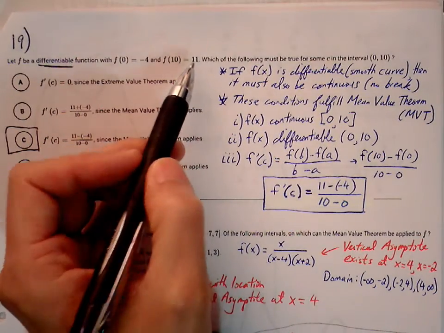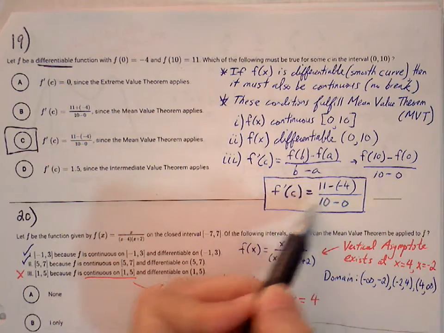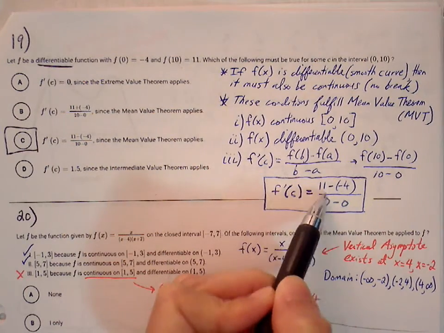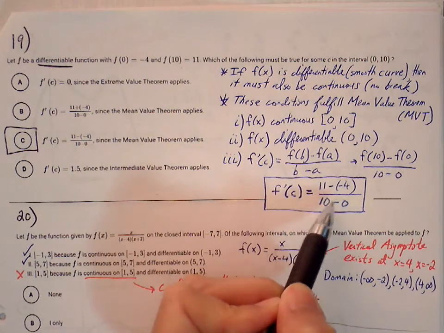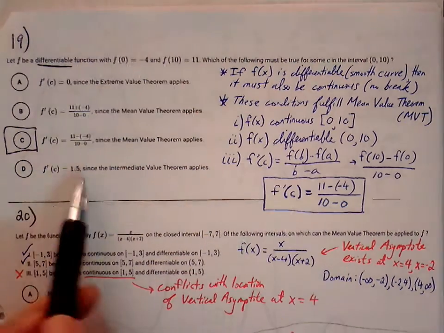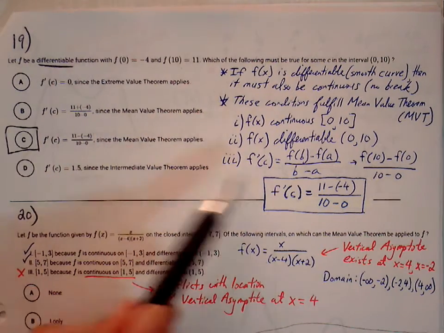So the slope here is 11 minus -4 over 10 minus 0, and that's f prime equal to whatever that slope is, so 15 over 10 or 3 over 2. But it doesn't go that far. It only makes it to this point, which matches our answer choice.